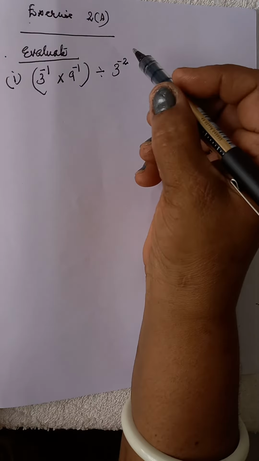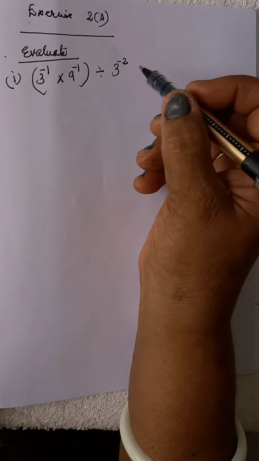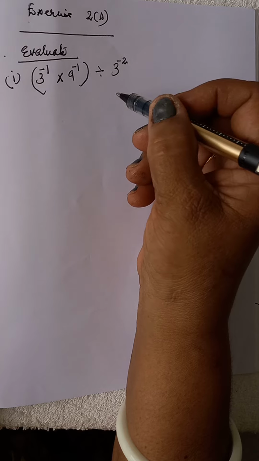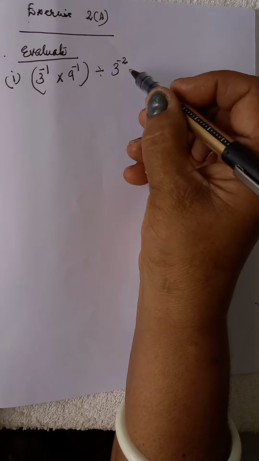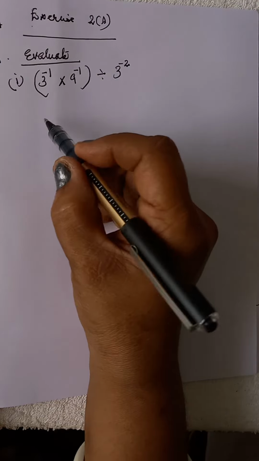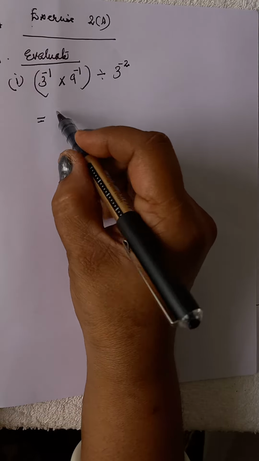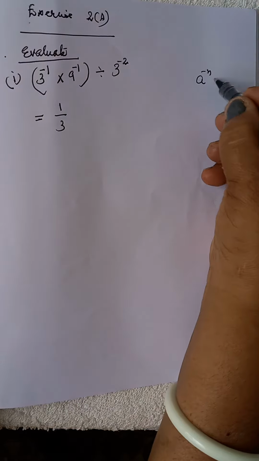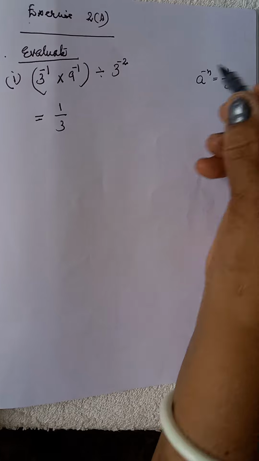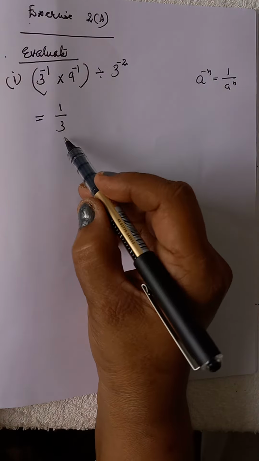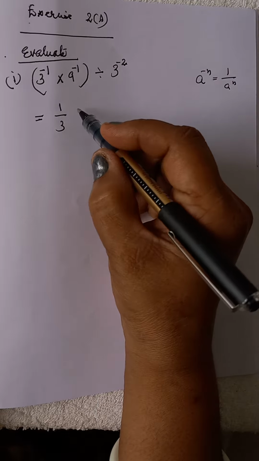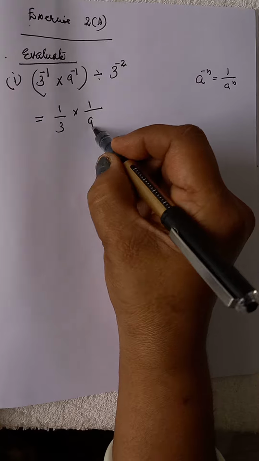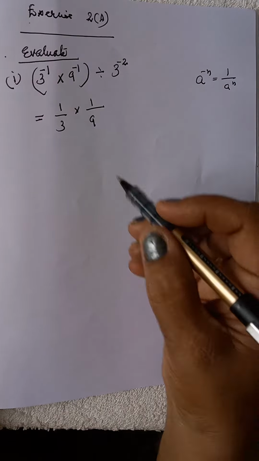Now we will do exercise 2a. In that, the first question is evaluate. The first sub question is 3 raised to minus 1 into 9 raised to minus 1 divided by 3 raised to minus 2. That value we have to find out. We know that a raised to minus n is 1 by a raised to n. So 3 raised to minus 1 is 1 by 3, into 9 raised to minus 1, which is 1 by 9.